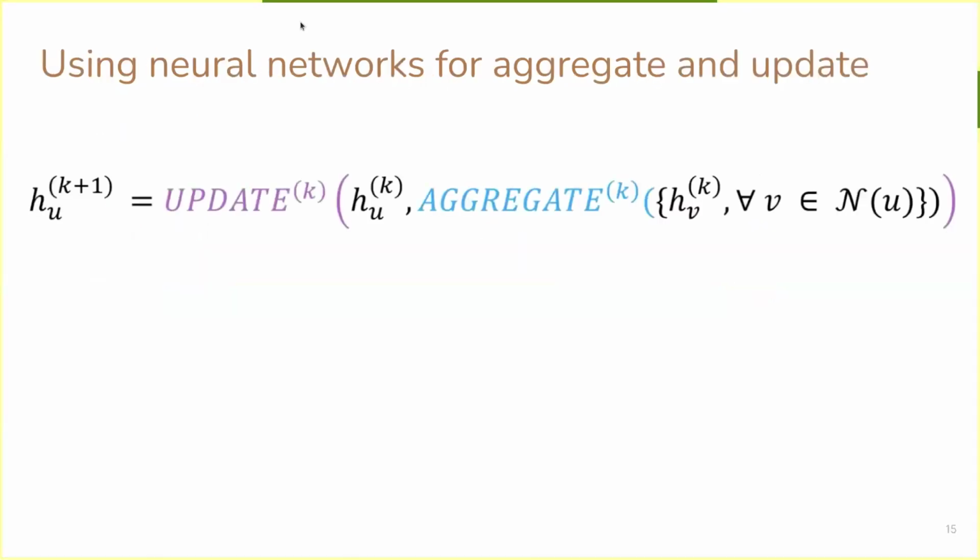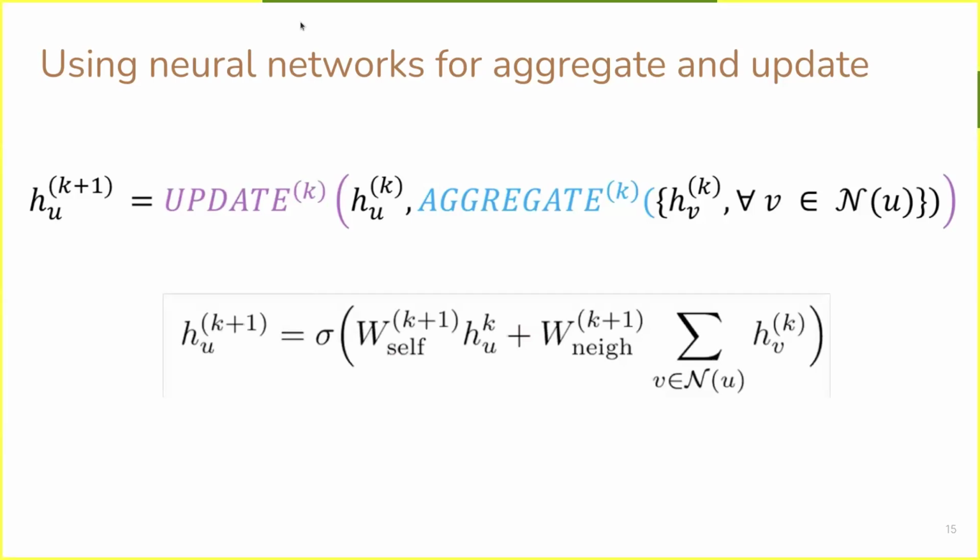And more mathematically, we can see the next stage, k plus 1, as an update using h_u, which is the current state, plus the aggregated messages from every node. We can, of course, represent this mathematically using some weights. And this weight is just to tell us how important the messages coming from every node are going to be. And of course, we also have some activation to introduce non-linearity.